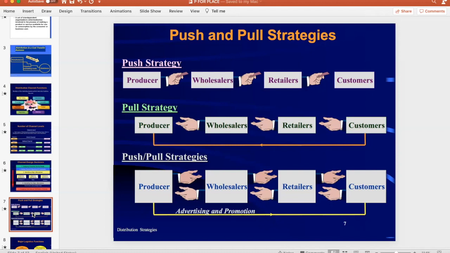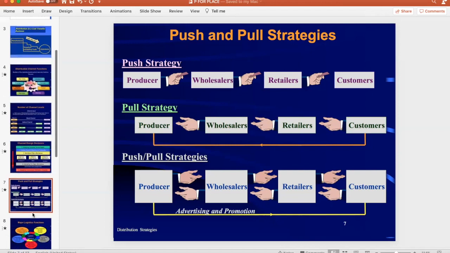But both require more resources. So what you see most often with the smaller businesses is that they have a social media type of marketing, which is their pull, and then they provide incentive to the distribution channel, which is their push.